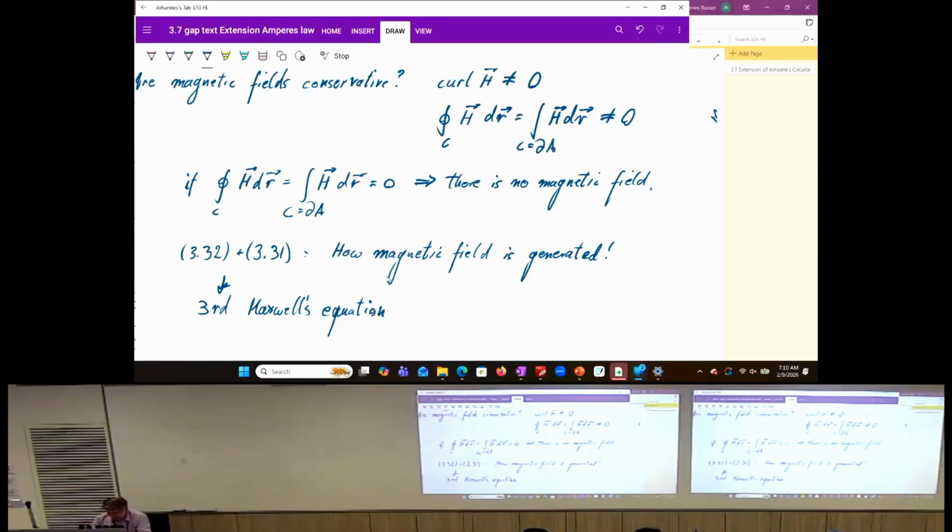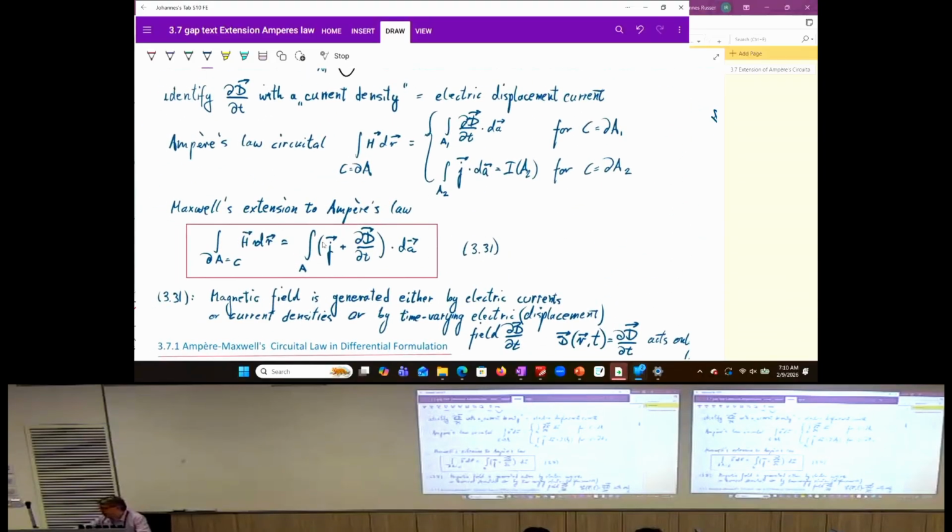That means we have expanded the law by integrating not only over the current density through this control area, but also taking into account the temporal change of the flux density. The temporal change of the flux density is an electric displacement current, and you have to take both of these components into account. Then your law is complete enough that it is also applicable to the non-stationary case.